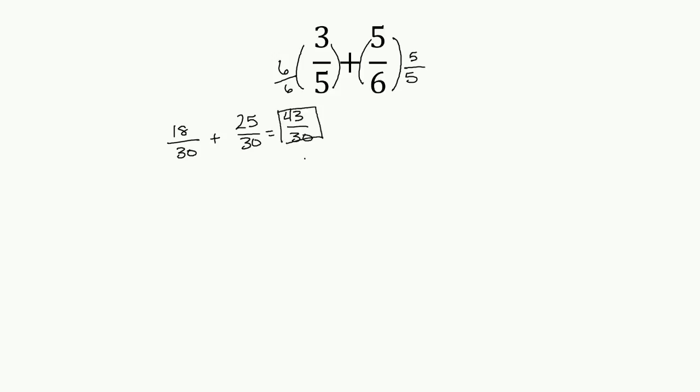These are going to add together to give us 43/30, and that does not simplify, so that is going to be our answer. You could change this into a mixed number, which would be 1 and 13/30, but that's not necessary for most math classes.